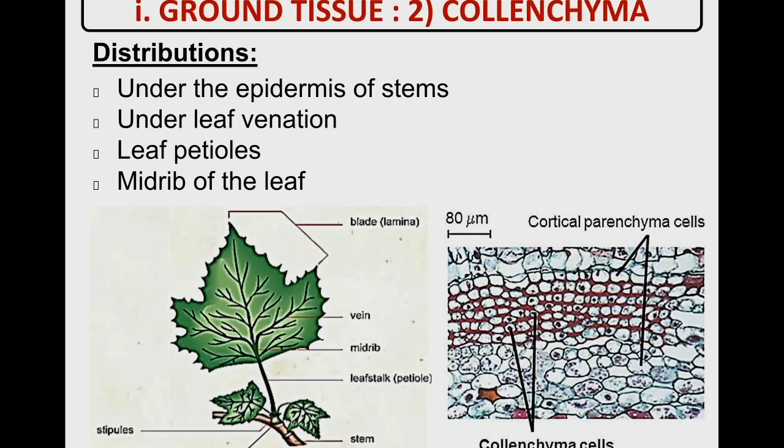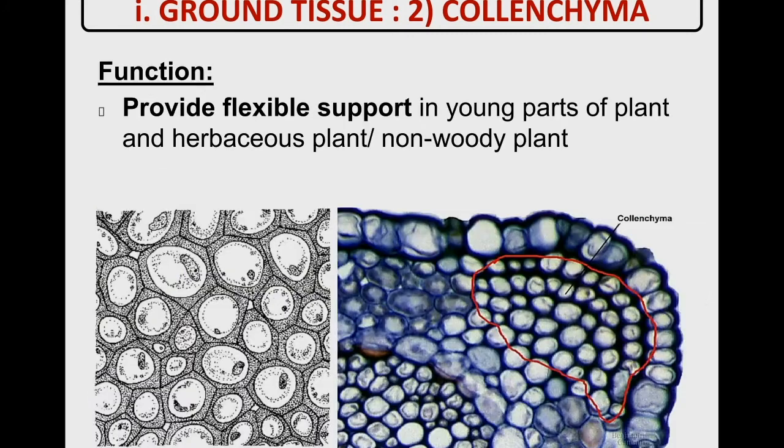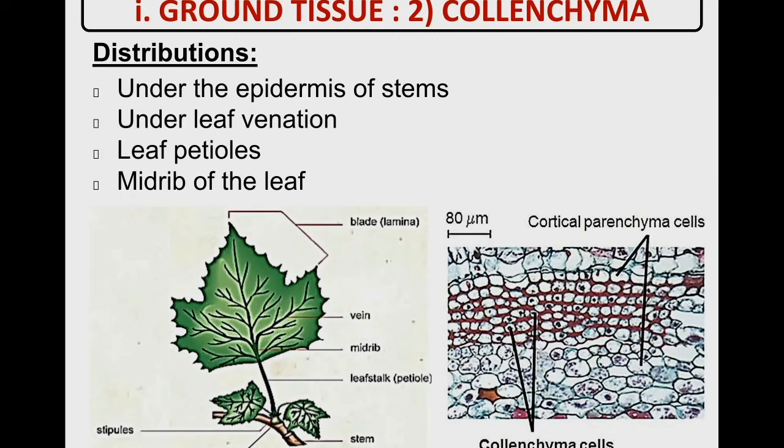Distribution, okay, as they are more rigid comparing to the parenchyma, so the function is to provide support. Location where we can find them is under the epidermis of the stem, under leaf venation, leaf petioles, midrib of the leaf.